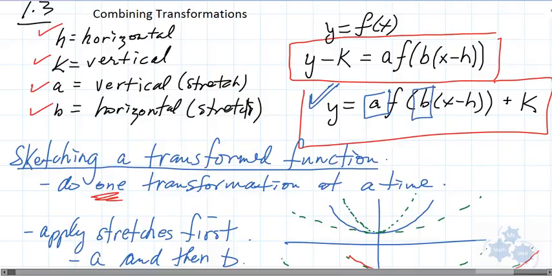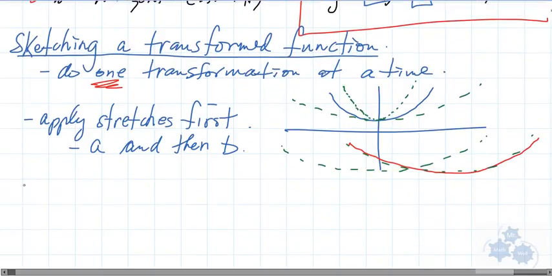See that? It used to be in an old curriculum, an old textbook that we used, it used to be A, B, C, D. It was easy, right? Start at A, then do B, then do C, then do D. Well, now they've got H and K here. It's being fancy nowadays. But you still start with A and B. Do the stretches first. And then, obviously, apply the translations last.